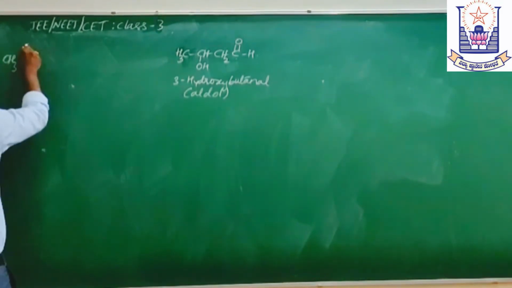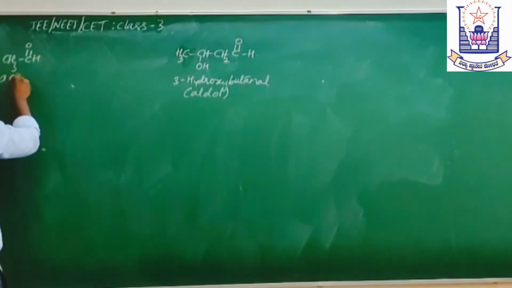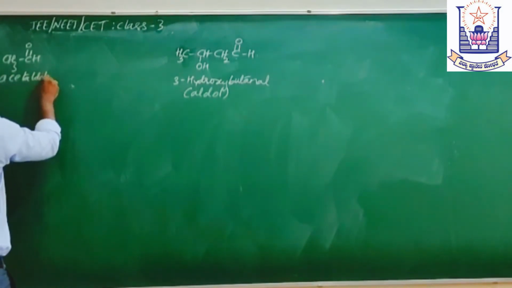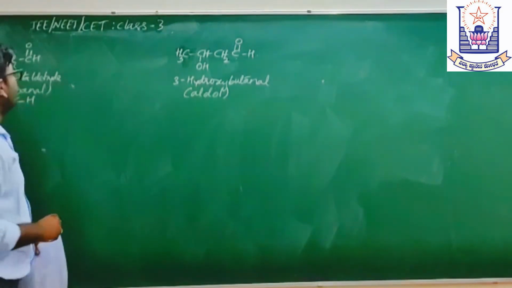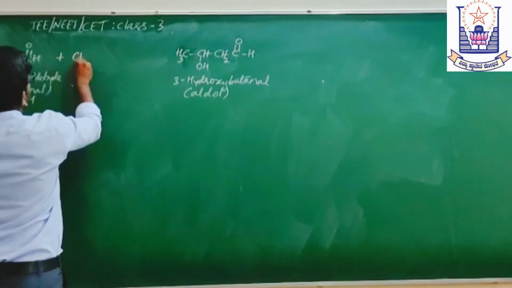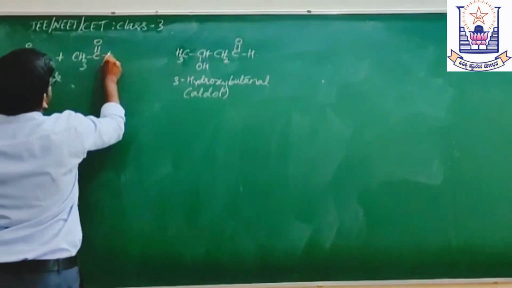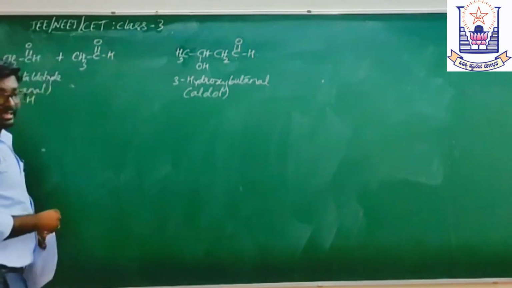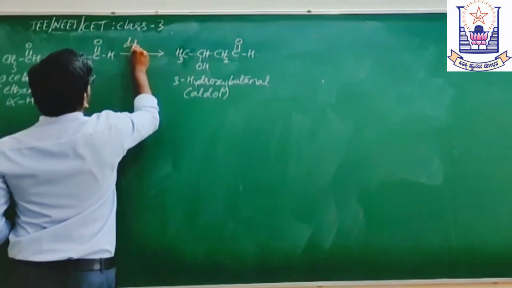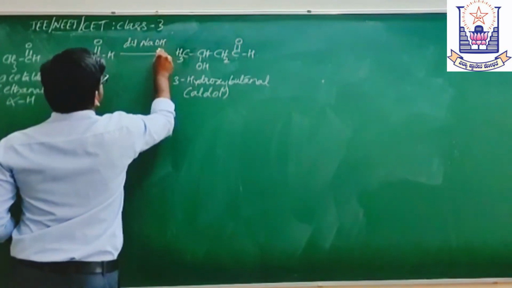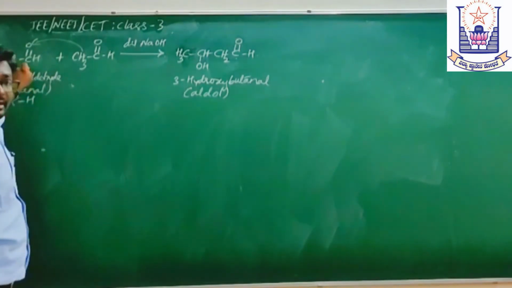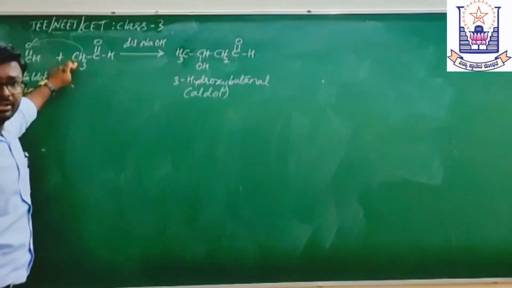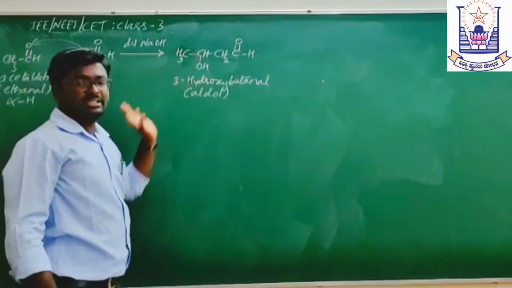CH3CHO, this is acetaldehyde. The common name is acetaldehyde and the IUPAC name is ethanal containing alpha hydrogen. Similarly, take one more CH3CHO, and this is also an acetaldehyde, treated with the dilute NaOH. See, when hydrogen from this group is transferred, you will get a hydroxyl group at this position. This will be reduced to the CH2. So this is the compound.